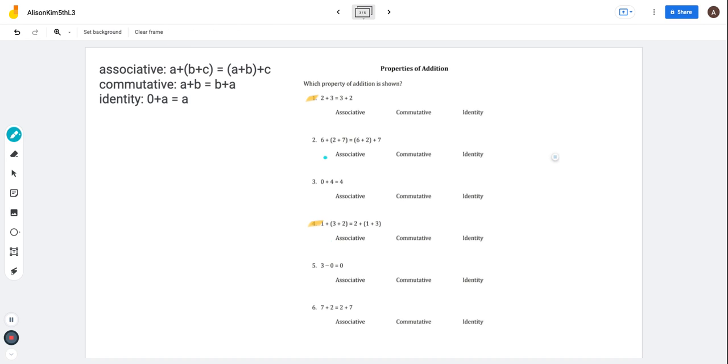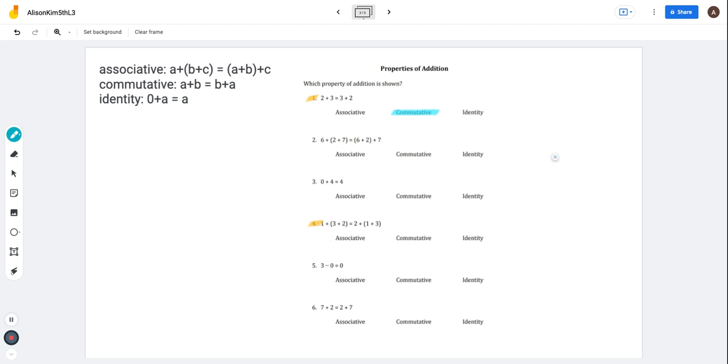We're going to start off with number 1. Number 1 gives us 2 plus 3 equals 3 plus 2. Now we don't see any parentheses, so we can rule out associative. And we also don't see any zeros, so we can rule out identity. And we're left with commutative. And that makes sense because as you can see, the number 2 would stand for a and 3 would stand for b, and they're switched around, right? Just like this example right here.